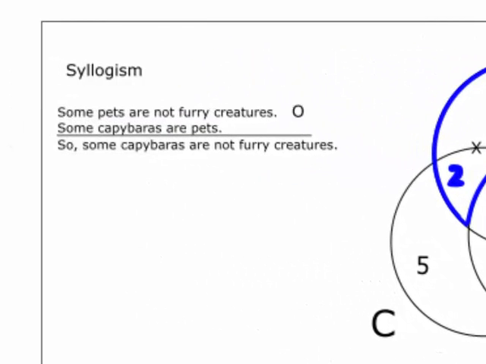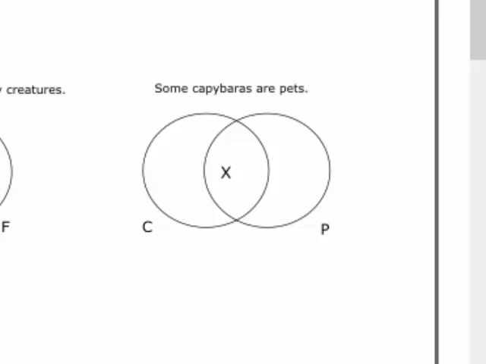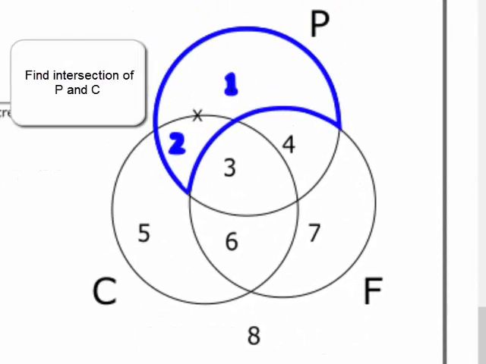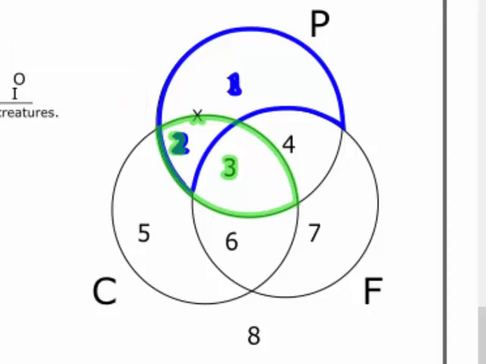Moving on to the second premise, which is an I statement. Let's look at the I statement diagram. We need to mark the intersection of C and P as having at least one occupant. Going back to the three-set diagram, that corresponds to regions 2 and 3. We have the same issue about the regions being more specific than the zone we're trying to indicate. So we put an X on the line that divides this green region into two parts.